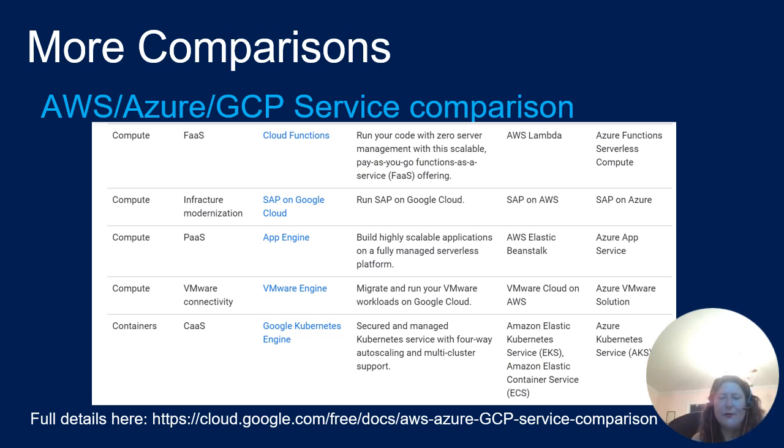Also in compute, you have platform as a service. Platform as a service is things like App Engine in Google Cloud. Elastic Beanstalk is kind of similar to App Engine in AWS. There's a little bit of a difference because you can actually see the infrastructure more clearly in AWS than you can in Google Cloud with App Engine, but there you go. Azure App Service is the equivalent in Azure.